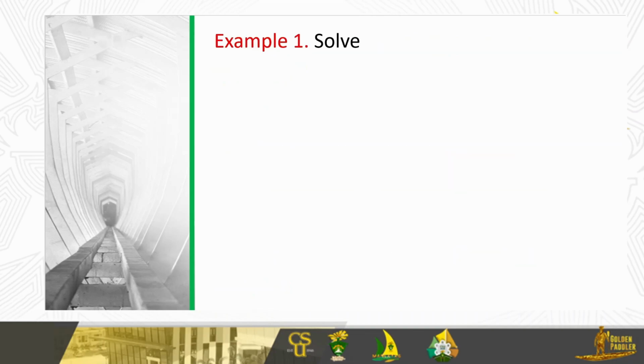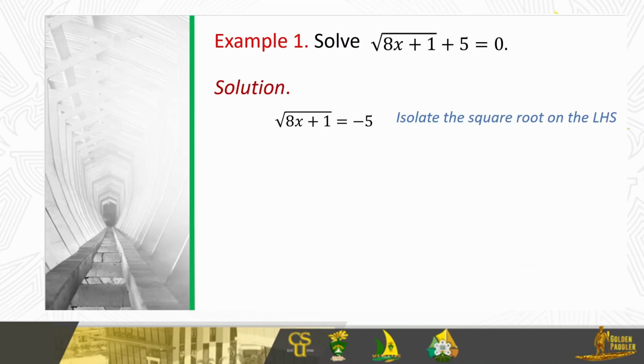So, example 1. Solve this equation. First step, isolate the square root on the left-hand side. So we have this. -5 is transposed to the right-hand side. So let us remember, in transposing, the sign becomes opposite.